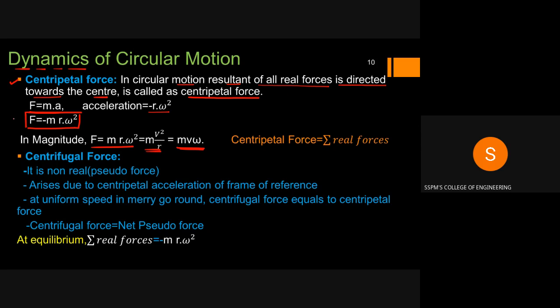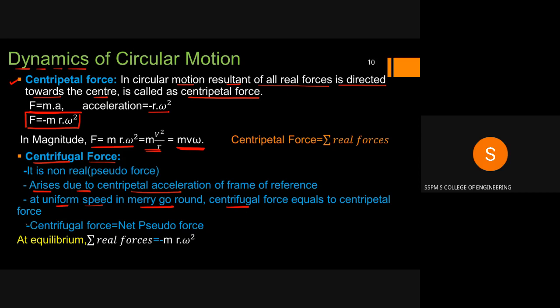Okay, then second is the centrifugal force. So centrifugal force is the non-real or the pseudo force. It arises due to the centripetal acceleration of the frame of reference. Okay, at the uniform speed, this is the example for the centripetal and the centrifugal force. In merry-go-round, centrifugal force equals the centripetal force at the uniform speed.